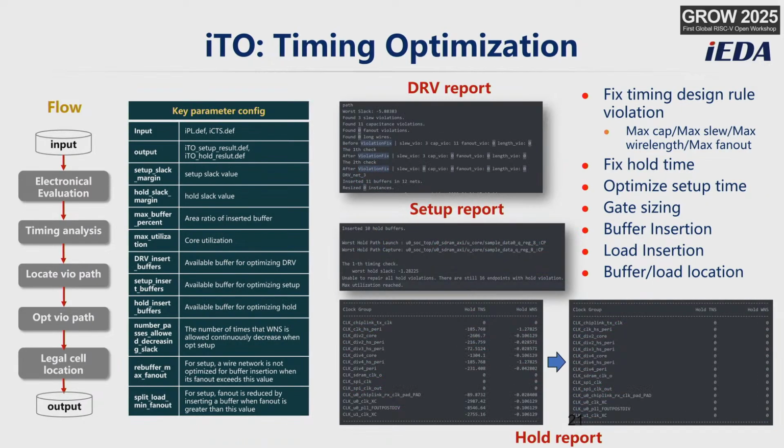iTO refers to timing optimization. It is based on the static timing analyzer to optimize the network with timing. It can fix timing design rule violations, fix hold time, optimize the setup time, and also optimize the network with gate sizing, buffer location, buffer insertion, and so on.